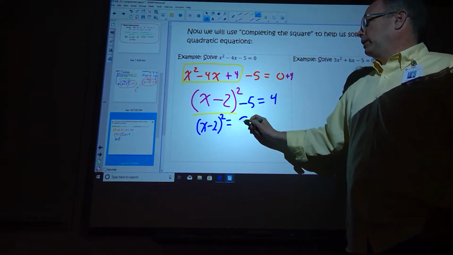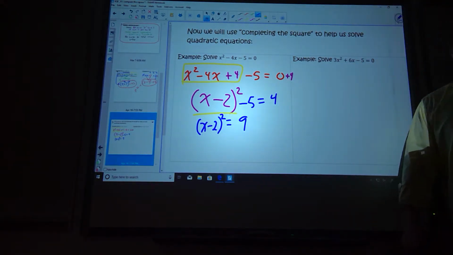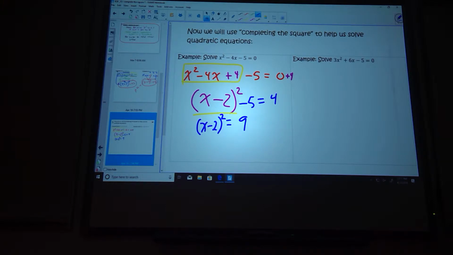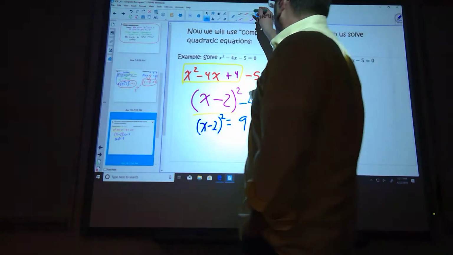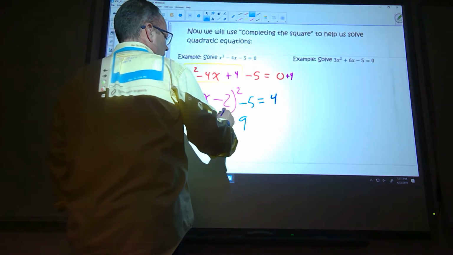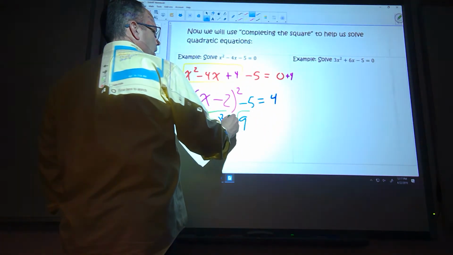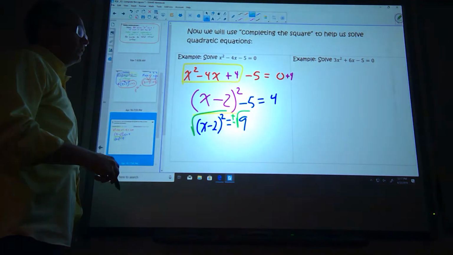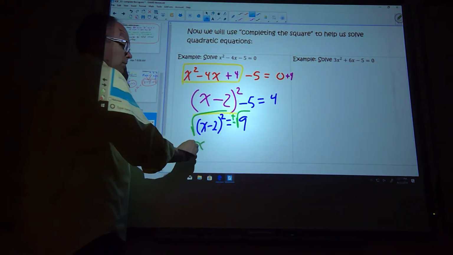Add 5 to both sides so I get to 9. How do I undo a quantity squared? You're going to do the square root. And if I square root both sides, what do I have to remember to have? Right here, I need a plus minus. So then that gives me x minus 2.